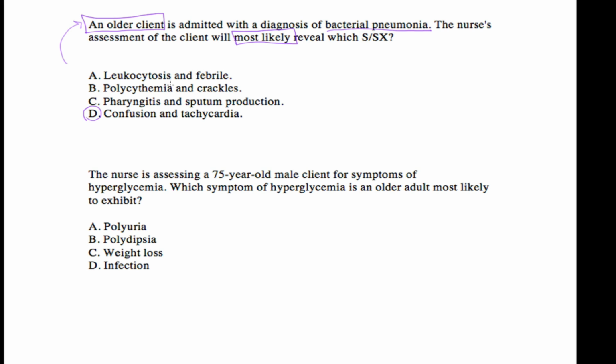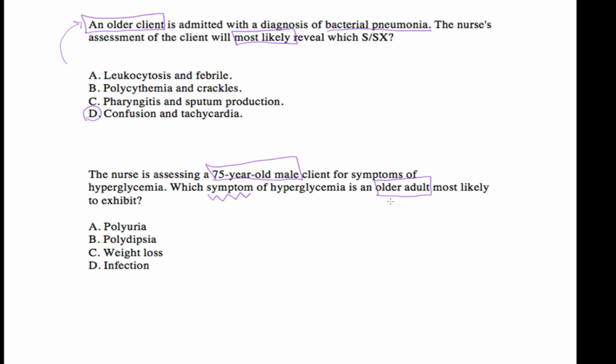And in this example, it says the nurse is assessing a 75-year-old male client for symptoms of hyperglycemia. So here goes that age again, 75-year-old male client. Again, they took the time to put it in there. It might be important. What symptom of hyperglycemia is an older adult most likely to exhibit? So I'm looking for symptoms of hyperglycemia that an older adult is most likely to exhibit.